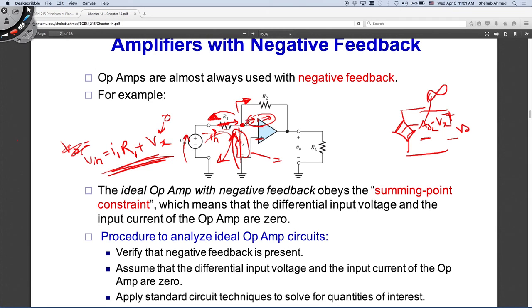So at this summing point, Kirchhoff current law at this node means that the current coming into this node is equal to whatever is coming out, because this is 0. So these two things happen when we have this negative feedback. Is everybody okay with that? Okay.